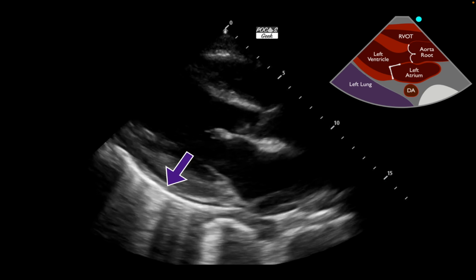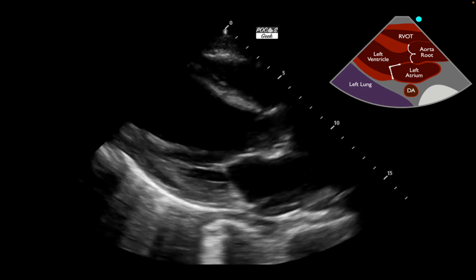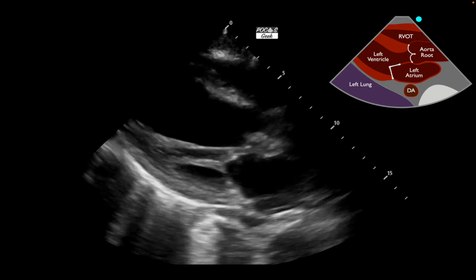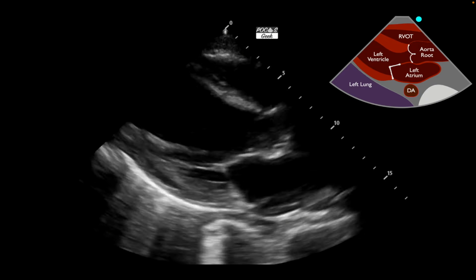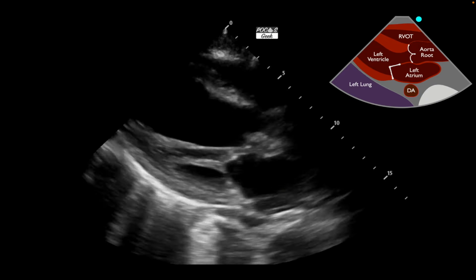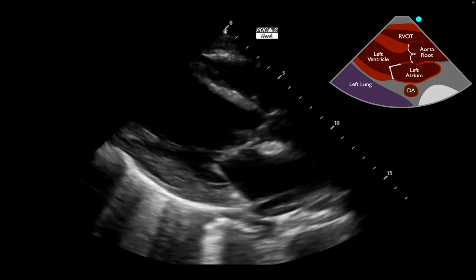We can see that there's B lines or interstitial edema in the lung. This would be the left lung. And then again, we can also see that the left atrium is abnormal. The left atrium is dilated when we look at our rule of 3s. Here's a video up in the corner if you need to review that.